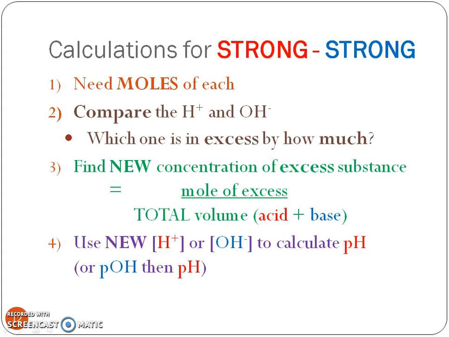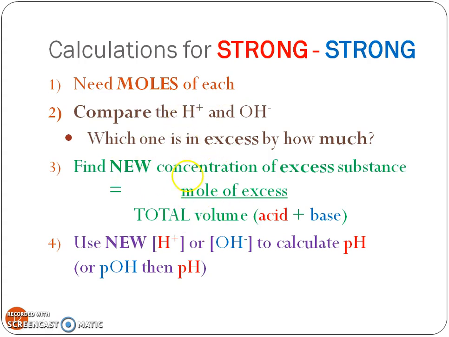Because it's strong, first thing we need to do is find the moles of each of our strong guys, our strong acid and our strong base. Then we're going to compare. Do we have more H plus or do we have more OH minus? That's going to be really important because are we finding pH or are we finding pOH at the end, right? It depends on which one we have more of.